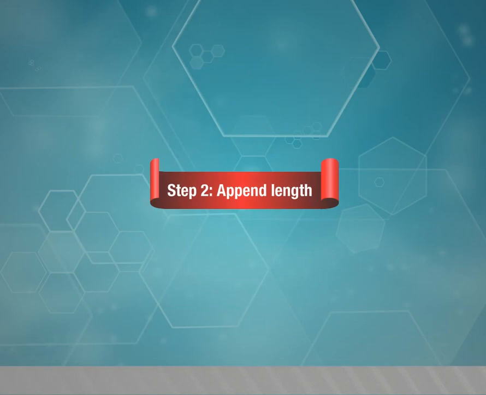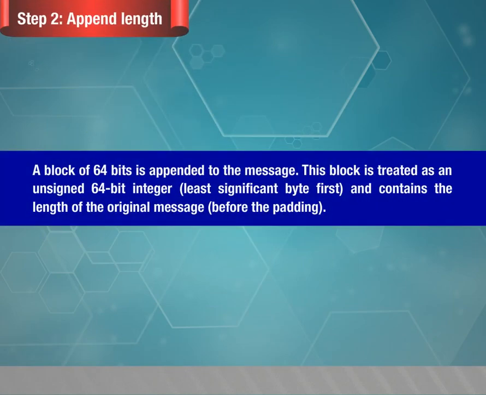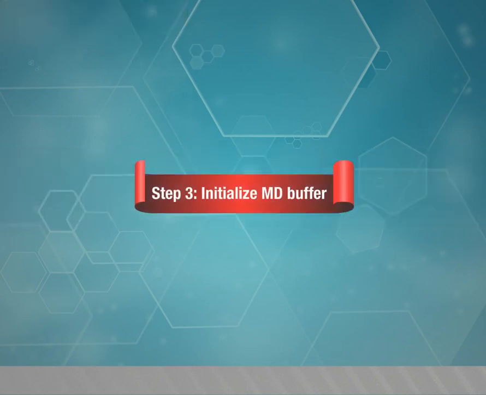Step 2. Append length. A block of 64 bits is appended to the message. This block is treated as an unsigned 64-bit integer, least significant byte first, and contains the length of the original message before the padding.